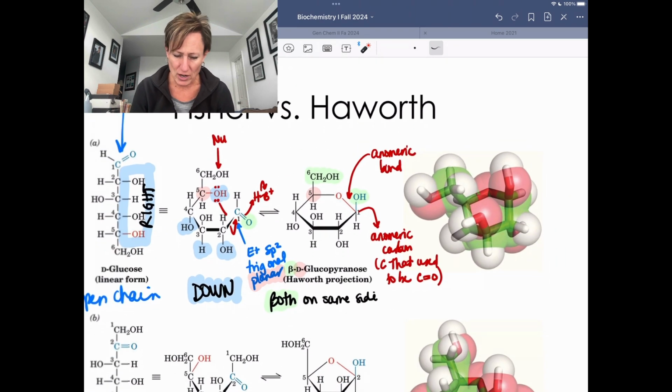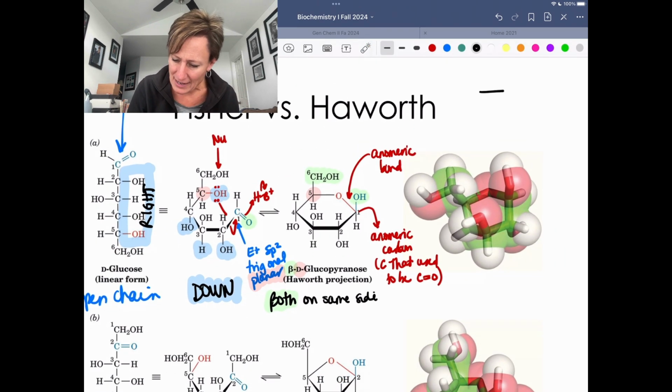I'm going to highlight here, I want to draw a structure of an organic compound.